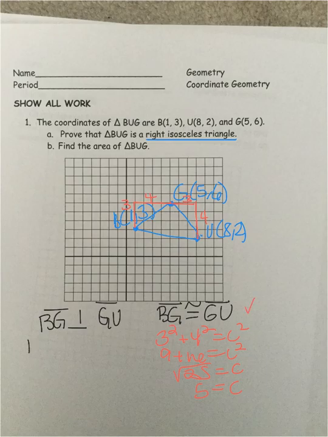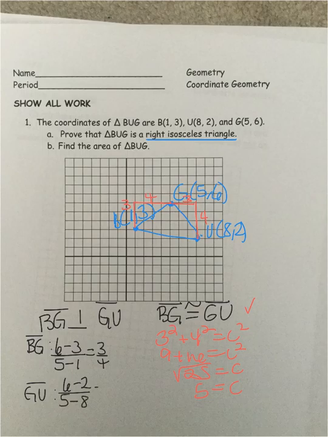And now its slope. For BG, 6 minus 3 over 5 minus 1. So I get 3/4. And for GU, 6 minus 2 over 5 minus 8. And I get -4/3. So these, in fact, are negative reciprocal slopes. That means they're perpendicular. So I have enough information to make my final statement.